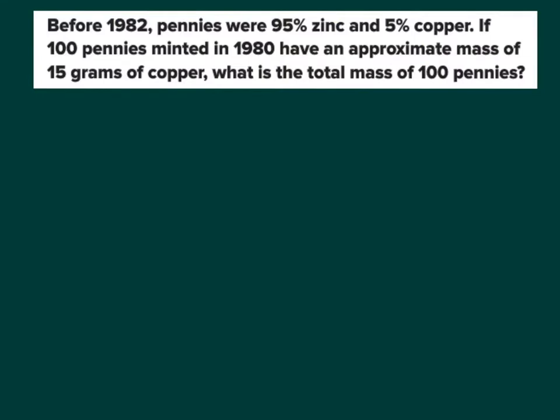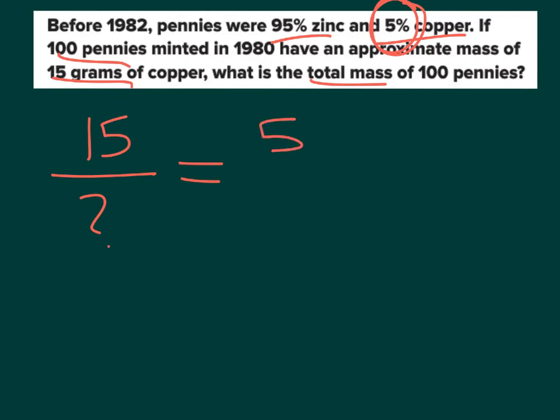One final question that I want to take a look at, it says before 1982, pennies were 95% zinc and 5% copper. If 100 pennies minted in 1980 have an approximate mass of 15 grams of copper, what is the total mass of 100 pennies? So we're trying to figure out, we have our percent of 5% copper, because it's 15 grams of copper. So we have 15 is our part. We're trying to figure out our total or our whole. We have 5% out of 100, so 5 out of 100.